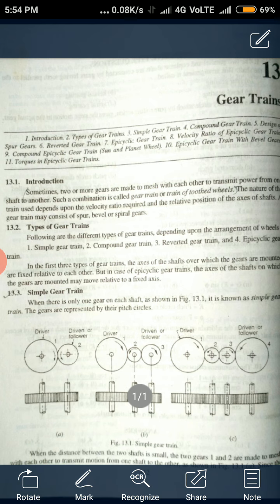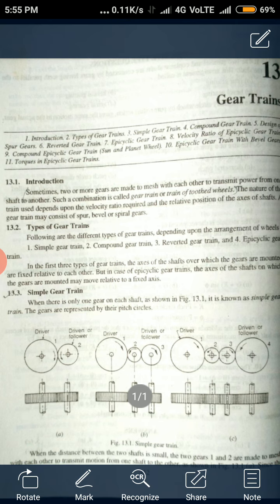Next, go for example C. We have four gears, meaning four shafts. So driver 1, intermediate gears 2 and 3, and the follower 4. You can see the driver and the follower rotate in the opposite direction. So if you have an even number of gears in a simple gear train, the driver and follower are in opposite directions. If you have an odd number of gears in the simple gear train, then the driver as well as the follower are in the same direction. I hope you understand the meaning of simple gear train: only one gear is mounted on a shaft, not more than one gear.